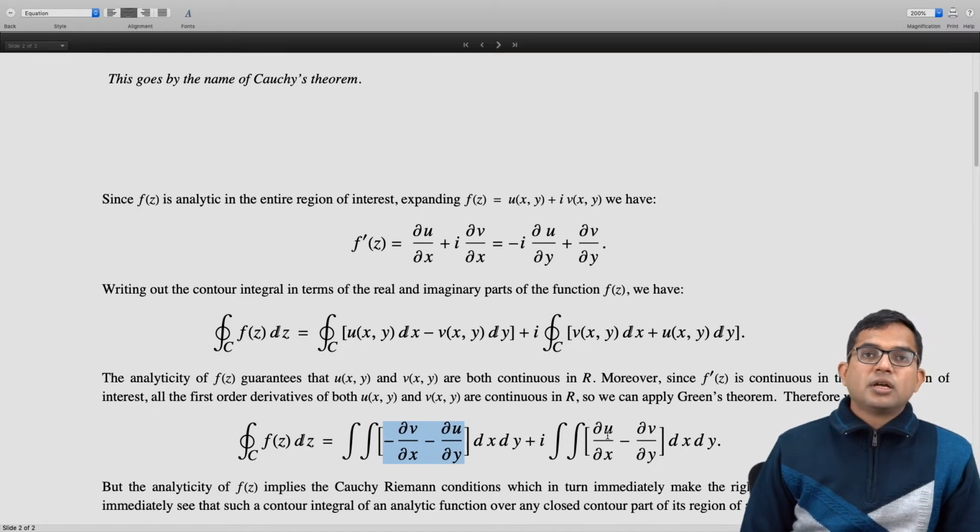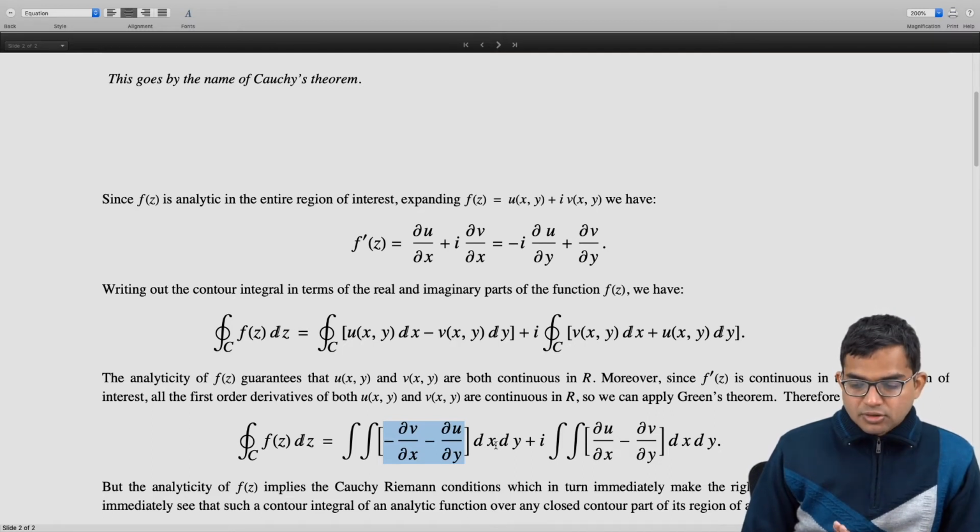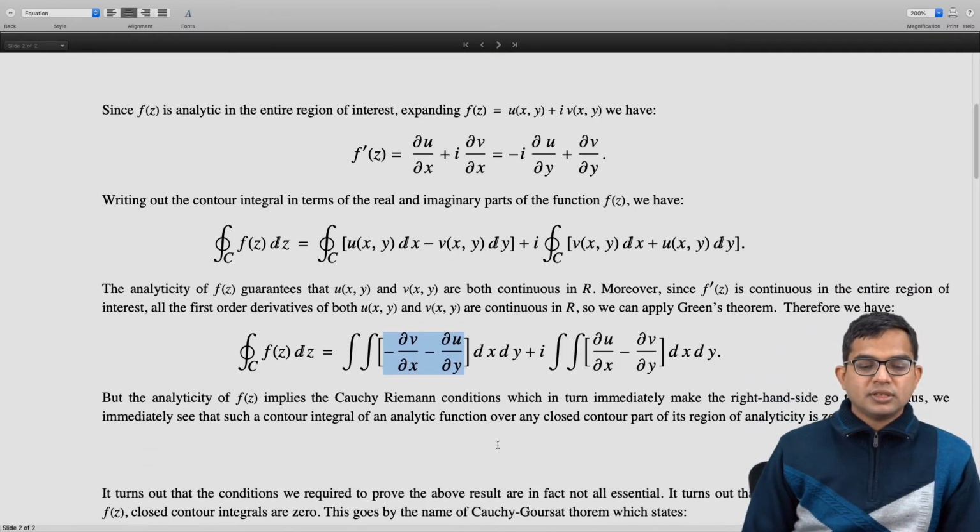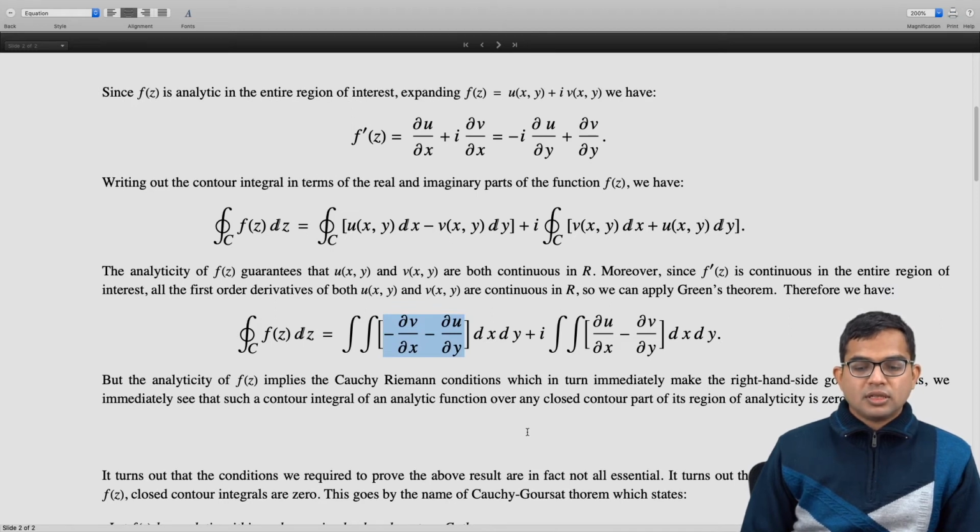So since the Cauchy-Riemann conditions hold in this entire region, at every point this is 0, and so you're doing a double integral of basically 0 over some region, so it's just going to be 0, and therefore immediately we see that the Cauchy theorem holds.